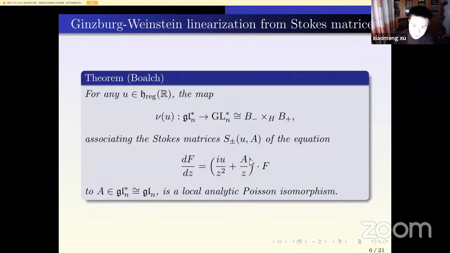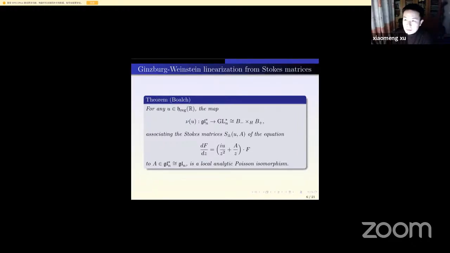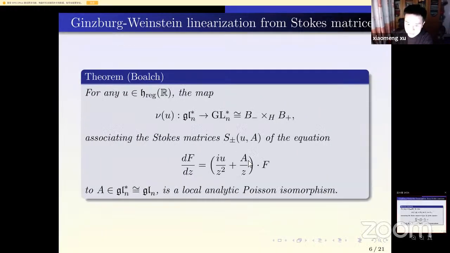Here, let me explain this theorem in more detail. Recall that given any matrix A for any fixed u, we can construct such a linear system whose residue matrix is A. Then we know that such a system has a pair of Stokes matrices, S plus and S minus.